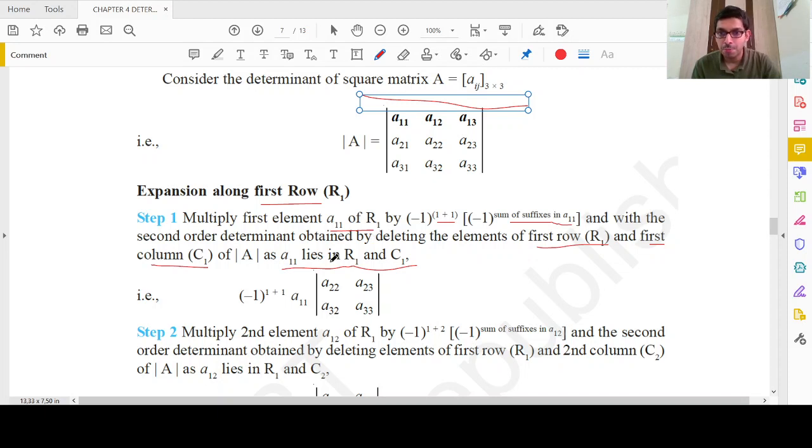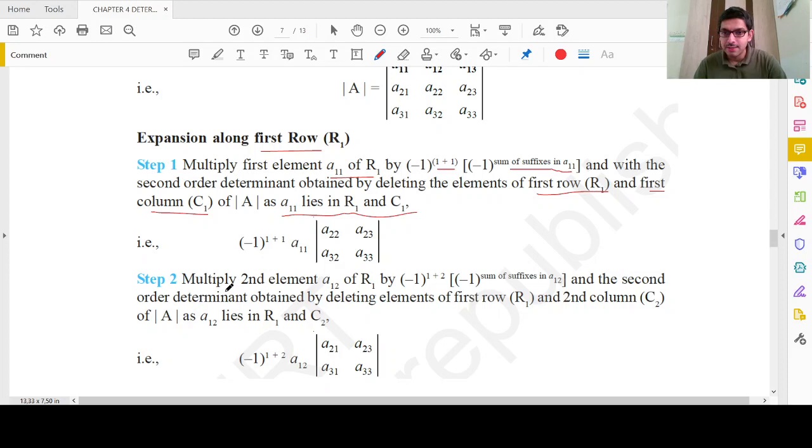So what we have to do is multiply the first element A11 of R1 by minus 1 to the power 1 plus 1, because it is the sum of the suffixes of A11, the position of the element, first row, first column. And multiply with the second order determinant obtained by deleting the elements of the first row and first column of the determinant A, as A11 lies in R1 and C1. So the first term is minus 1 to the power 1 plus 1 A11, and deleting the first row and first column, the determinant obtained is the second order determinant A22, A23, A32, A33.